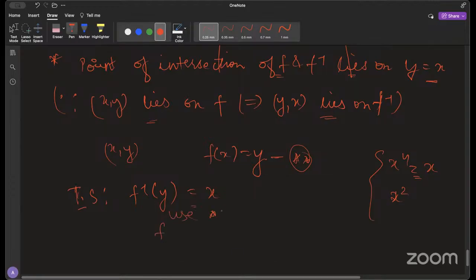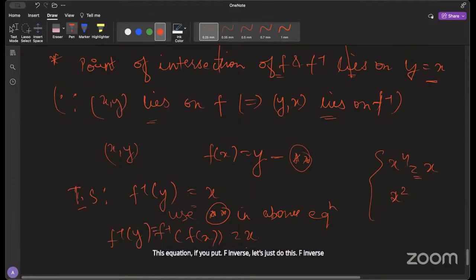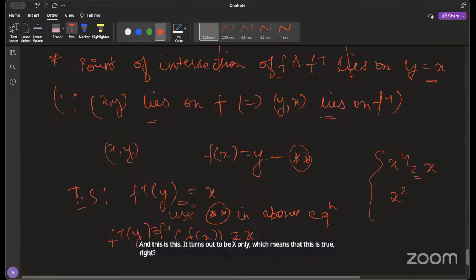Use double star in the above equation, which gives you f inverse of f(x) equals x. This equation, if you put f inverse of y equals this, and this is this, it turns out to be x only, which means that this is true, right? This just proves our claim. This was our claim, and we proved it here. That's all.